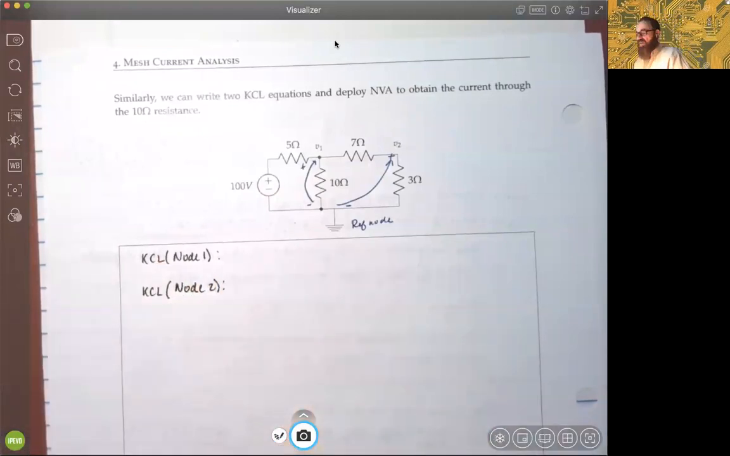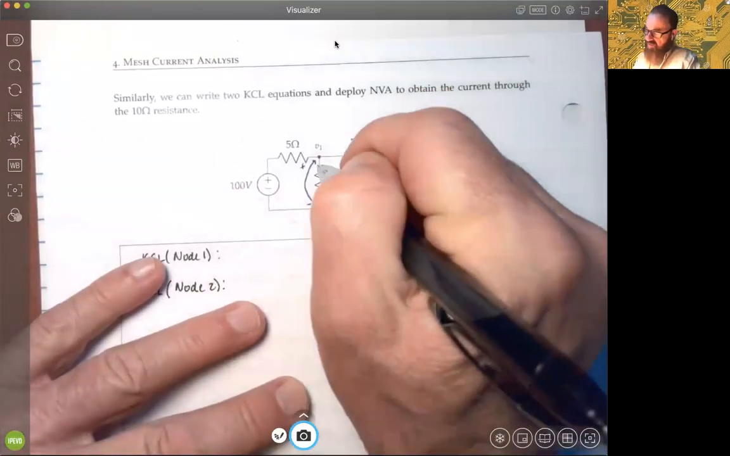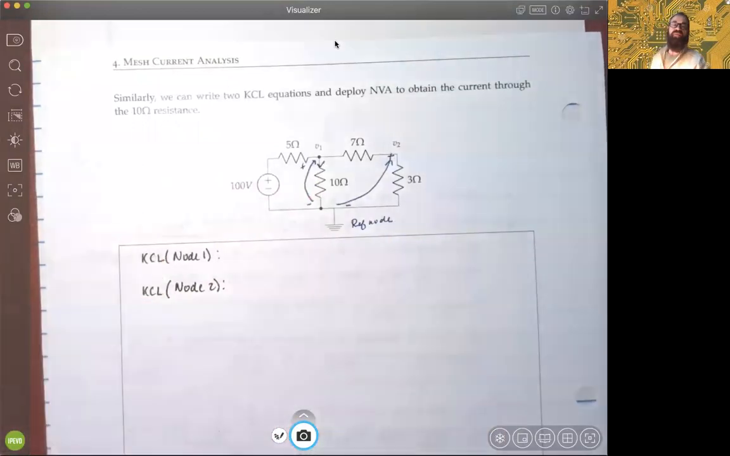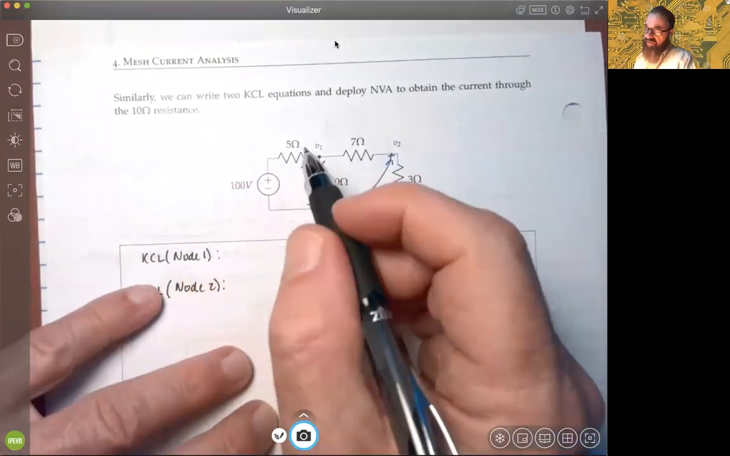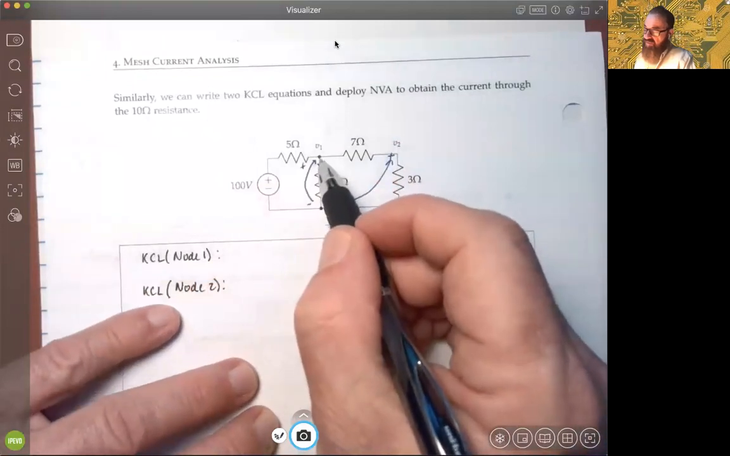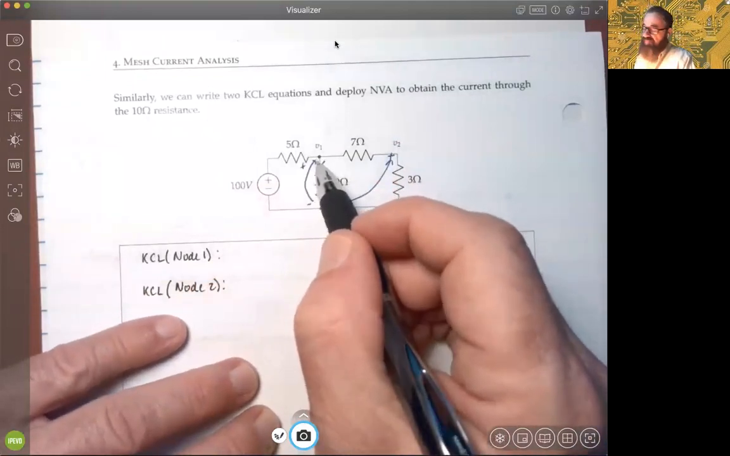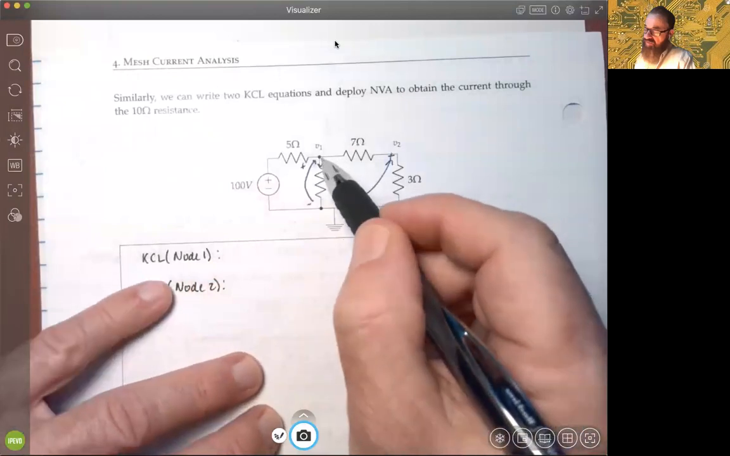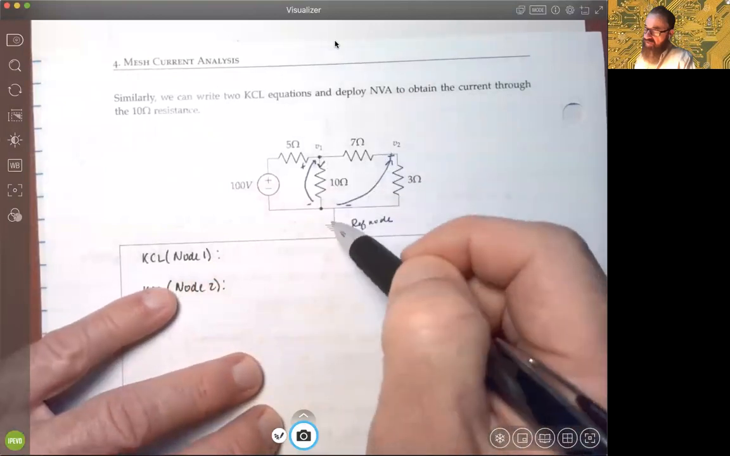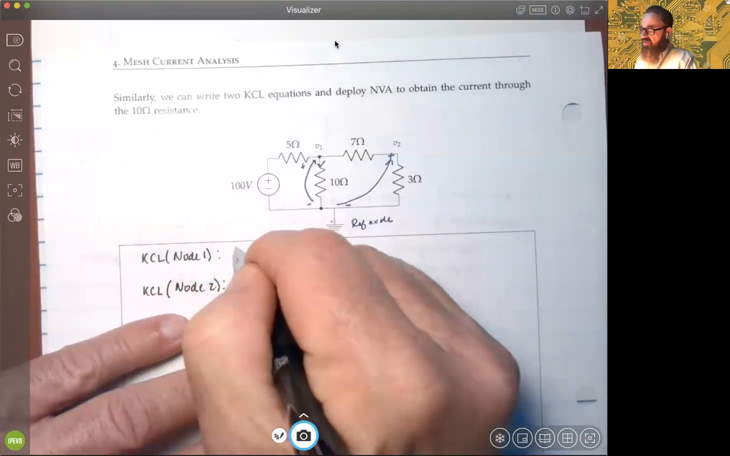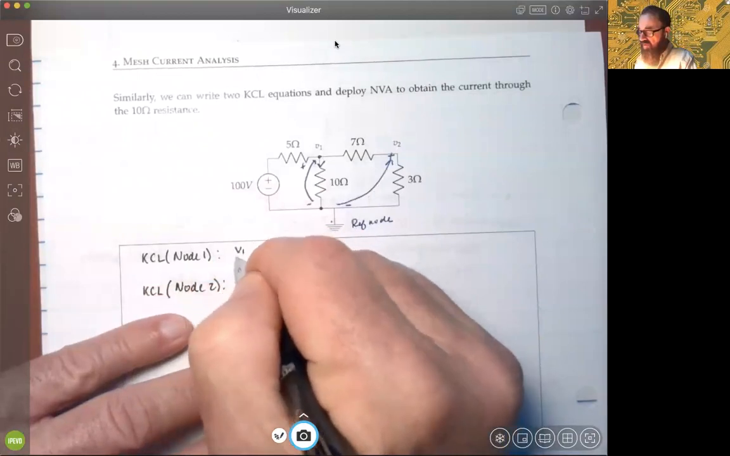All right. And again, our goal is still to get the current, and we'll make sure the reference direction is downward through that 10 ohm resistance. But we're going to represent outgoing currents for node 1. So if we go from node 1 to the ground, you're going to have V1 minus 0 over 10. So we'll have V1 over 10.